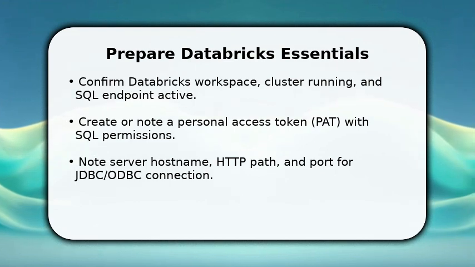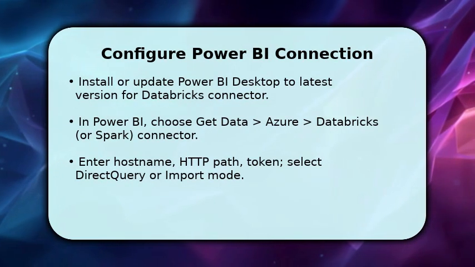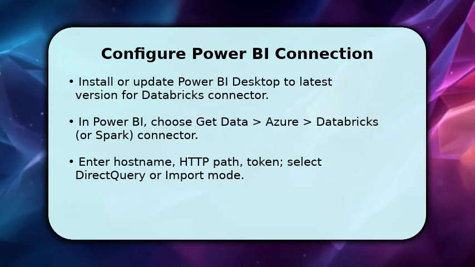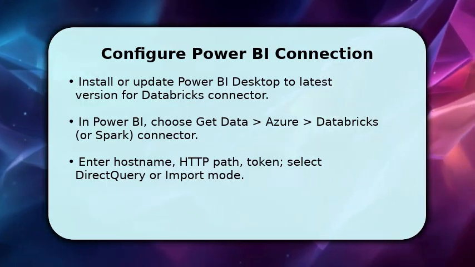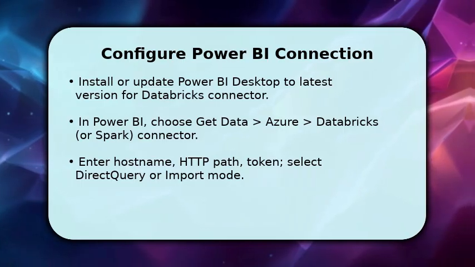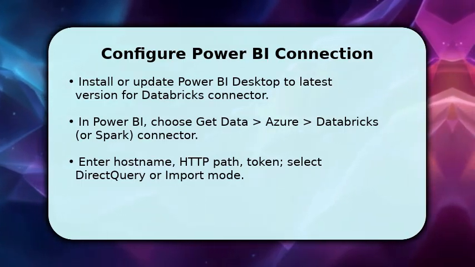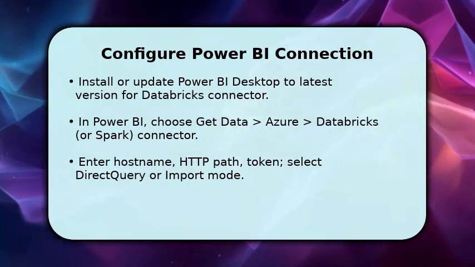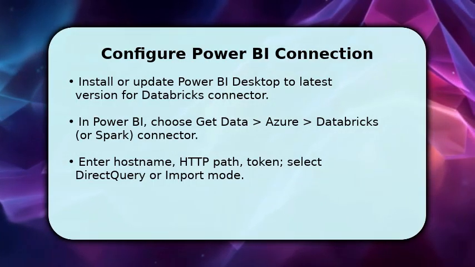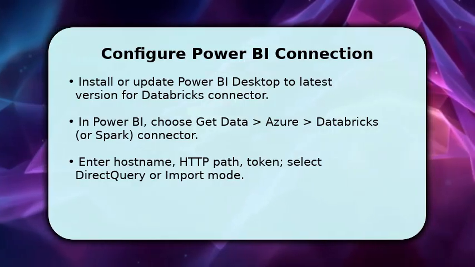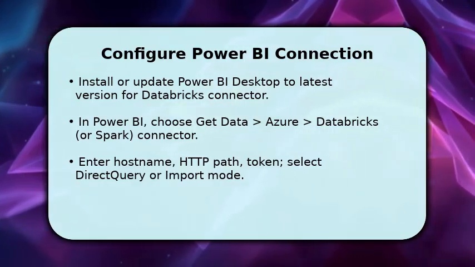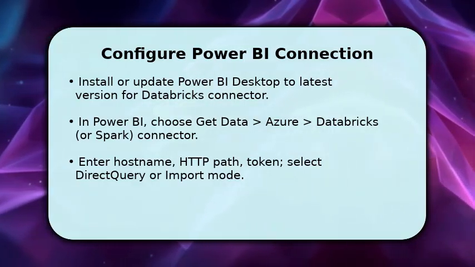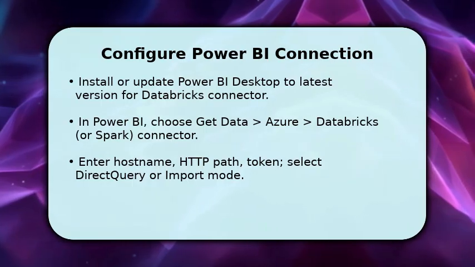using the native connector. You open Power BI Desktop and pick Get Data, then the Databricks connector. This leverages optimized drivers for performance. Once selected, paste the hostname and HTTP path you saved, then provide the personal access token as the authentication method. Power BI uses this instead of user/password. Make sure to choose Direct Query for live analytics or Import if you need cached models.